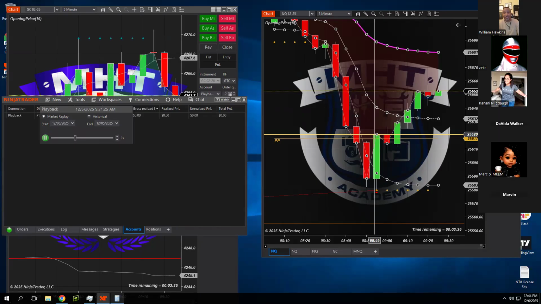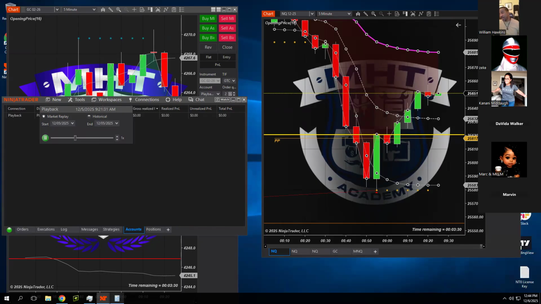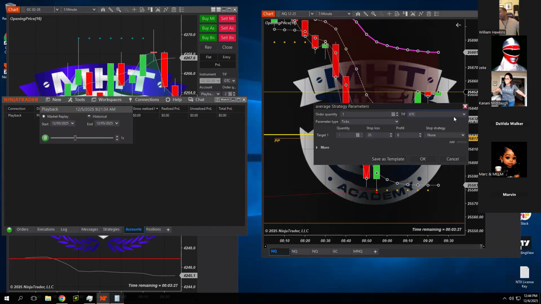Can you remind us how to find our average? Yes, of course. All right. I have an ATM strategy for average. I have a bunch of ATM strategies, so y'all can create as many as y'all need to create.